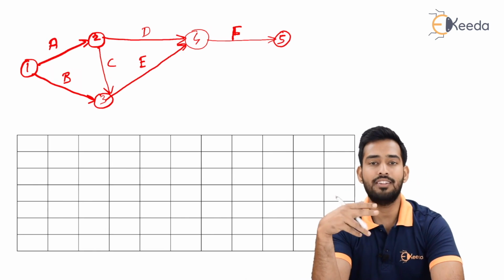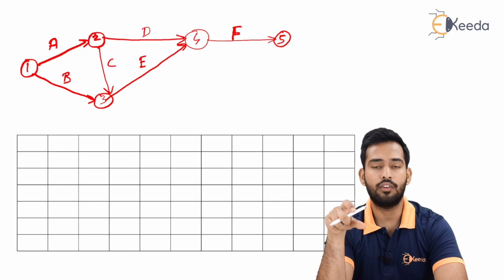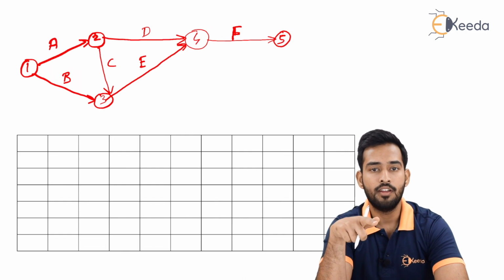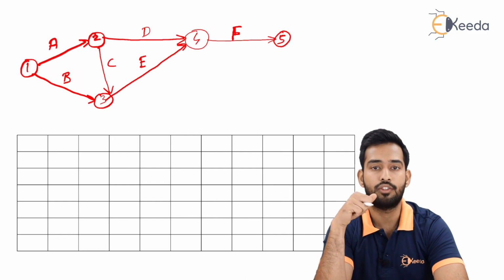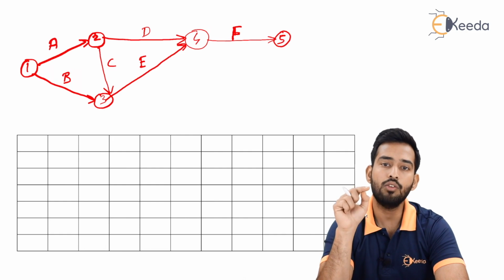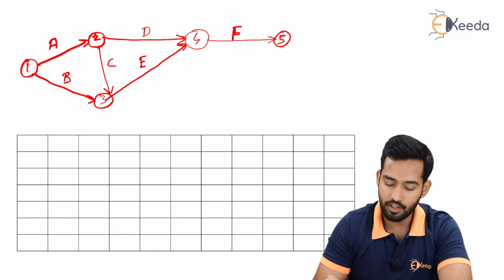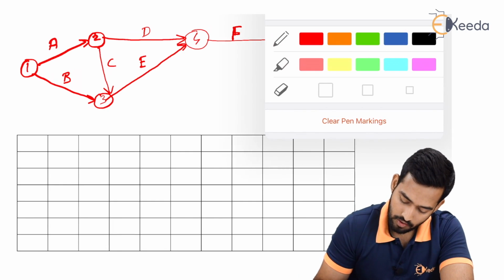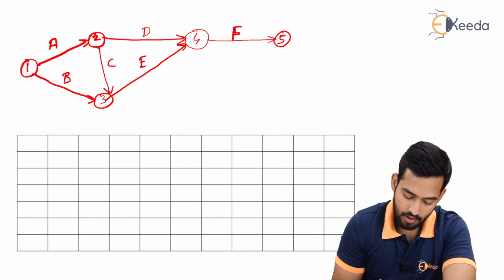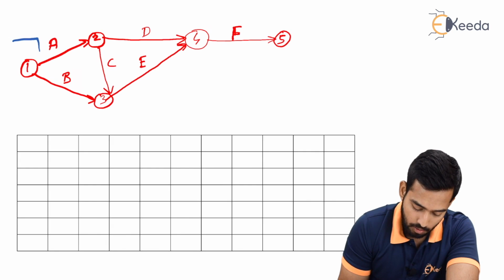Now what is the next step? We have drawn the network. The next step is to calculate the project duration. To calculate the project duration, we have to calculate TE of each node. So to find TE, what we have to do is make boxes over each node.